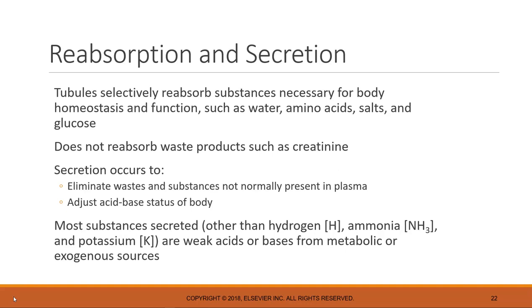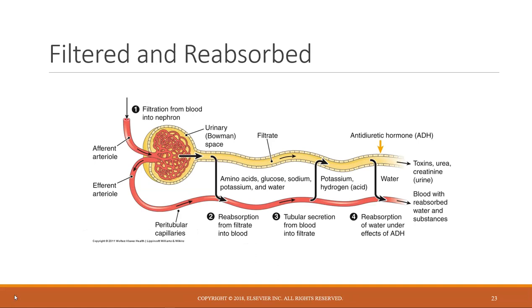I want you to spend time with this diagram. It shows the filtration and reabsorption mechanisms, and it's labeled 1 through 4 so that you can see as the blood is going in, the filtration that's occurring, the elements that are going out of the blood, and the elements that are going from the blood into the urine.